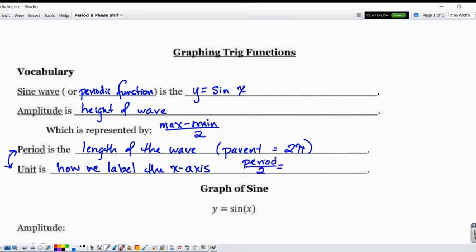Sorry, I said that incorrectly. I was thinking about our other comment there. This is to take the period and divide it by 4. We need 4 marks to get all the important features of our sine curve.